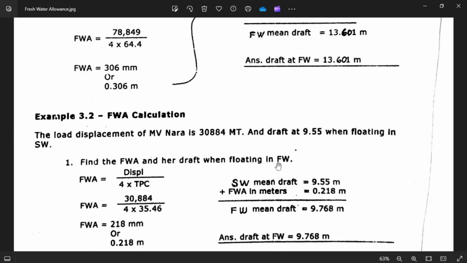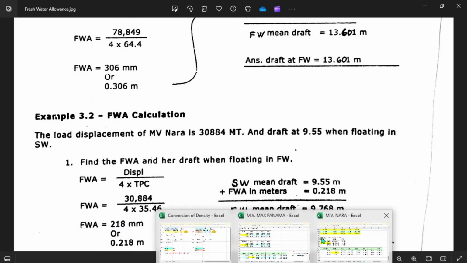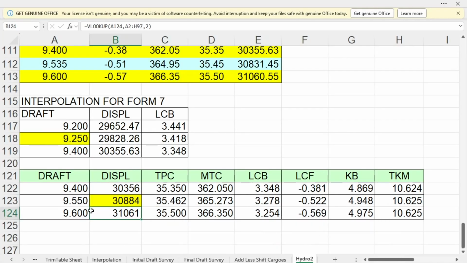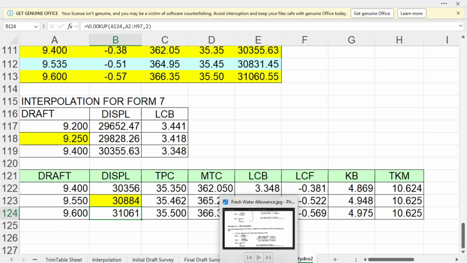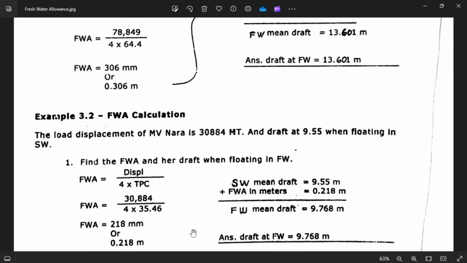Okay, so apply the freshwater allowance equals displacement, which is this one, over 4 times TPC. What will be the TPC of 9.55? Check the TPC of 9.55. TPC is 35.462. Okay, TPC is 35.642.